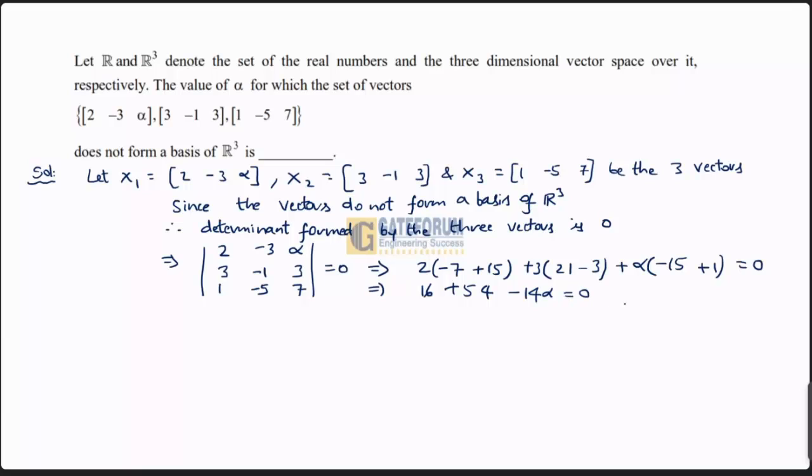So this simplifies to 14 alpha is equal to 70. From this, alpha is equal to 5. So the value of alpha is 5. This is the answer. This is end of the question.